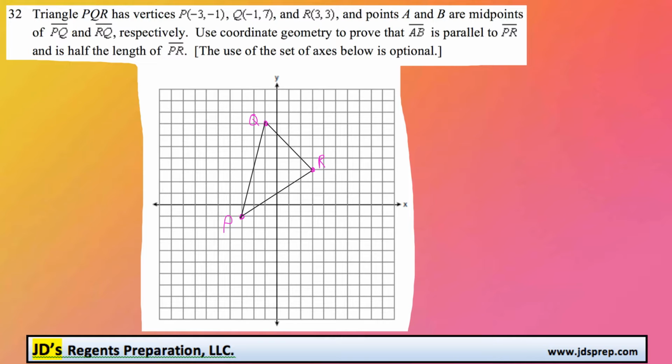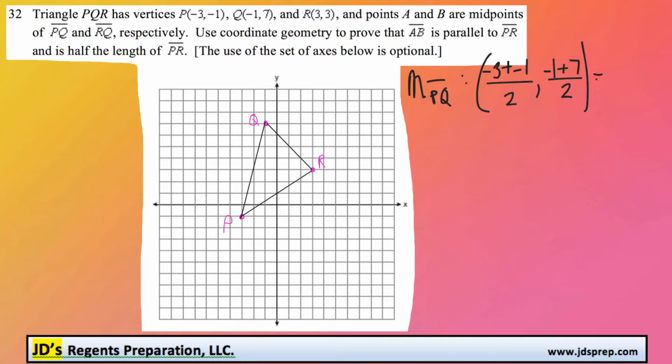First of all, we need to find out where points A and B are, using the midpoint formula. So let's go ahead and get started with that. The midpoint of the line from P to Q we can find by adding the x coordinates and dividing by 2. So it would be -3 plus -1 divided by 2. And similarly, we'll find the y coordinate by adding the two y coordinates of the points and dividing by 2. So that would be -1 plus 7 over 2.